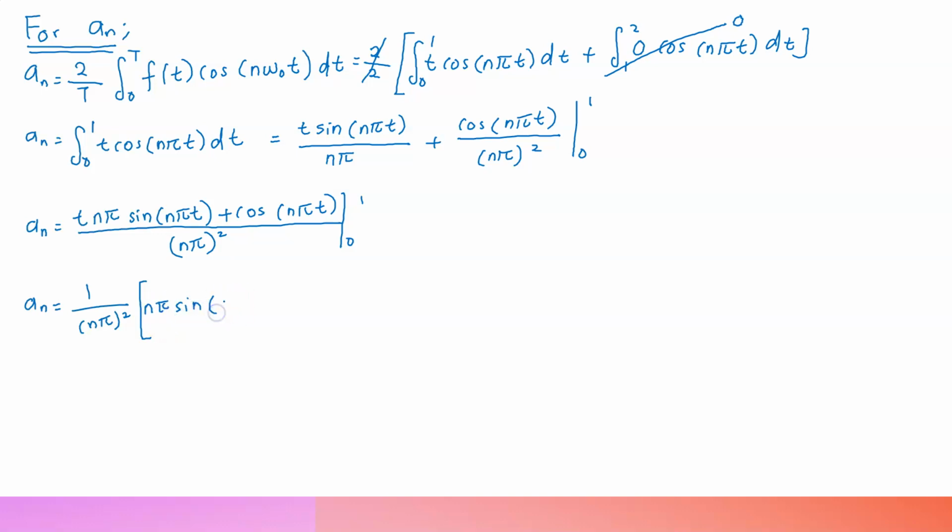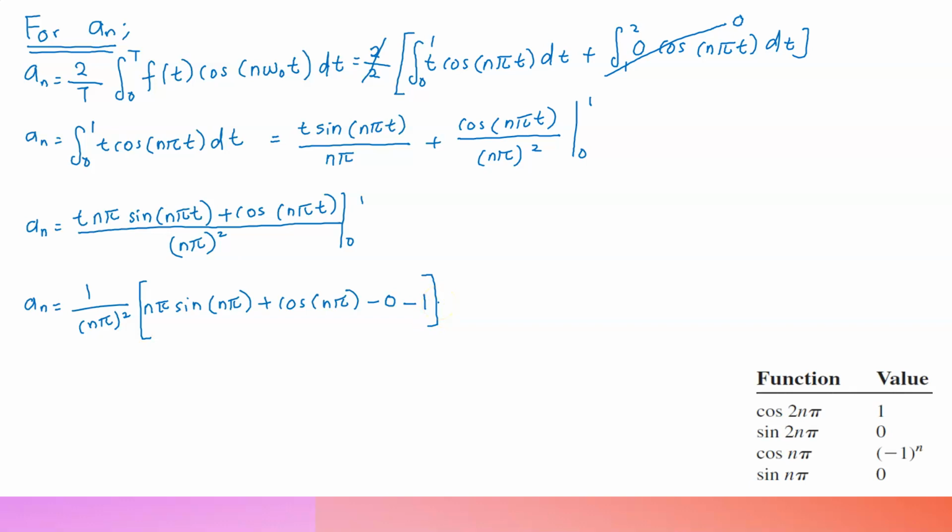sine n pi plus cos n pi minus, I substitute this with 0, so the whole thing will become 0 because this t here is 0. Okay, so I have minus 0 and then minus, substitute this t with 0, I will have cos 0. Cos 0 is 1.